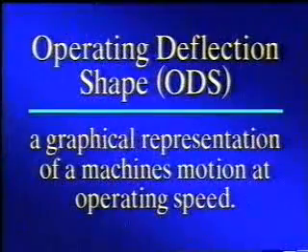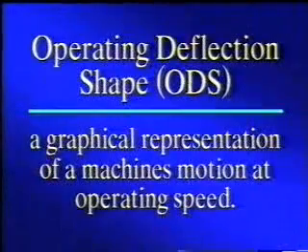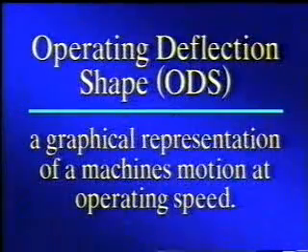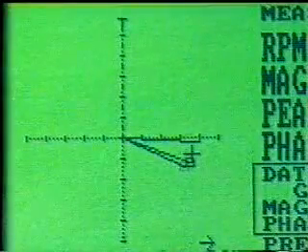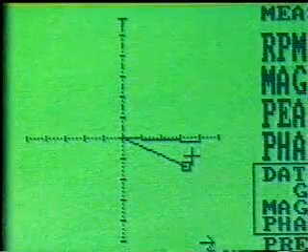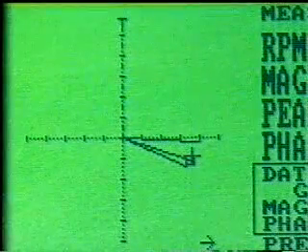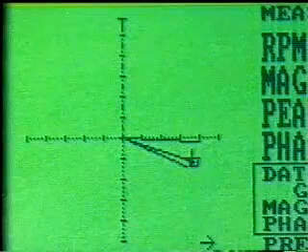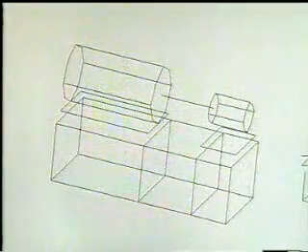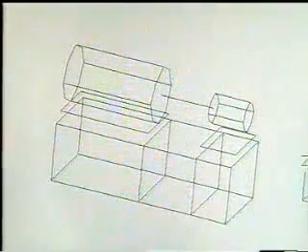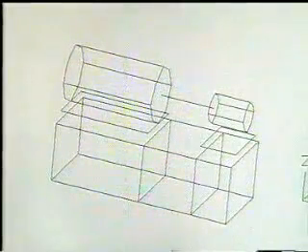An operating deflection shape is, as the name implies, a graphical representation of a machine's motion at operating speed. Since phase measurements provide both the direction and amount of movement, they can be used for multiple points on a machine to illustrate how it is moving. Many phase measurements are required, and they must be entered into a software program to animate the measurements.